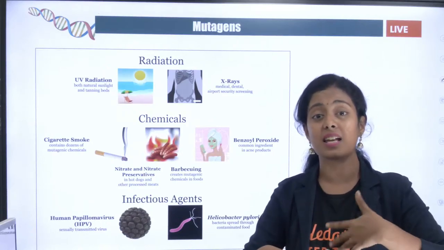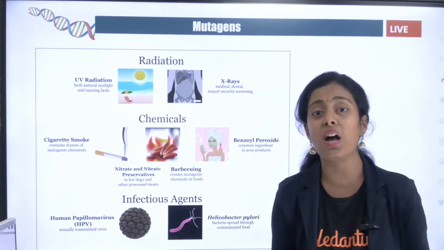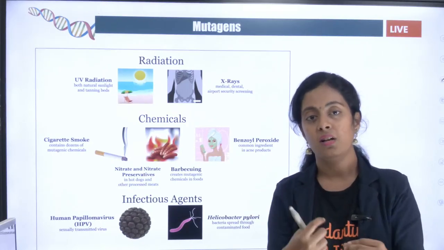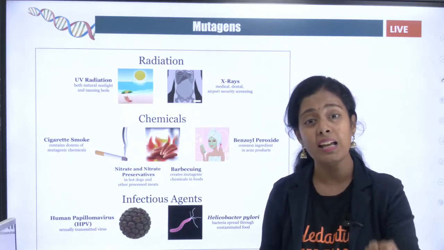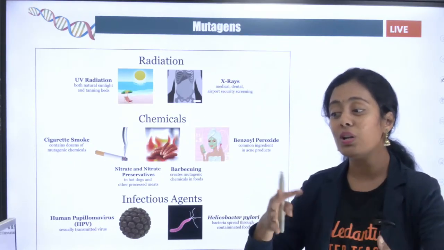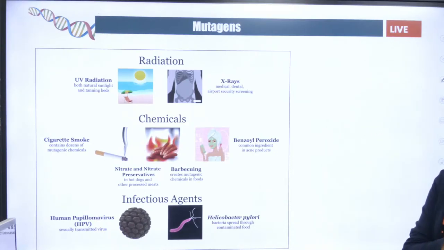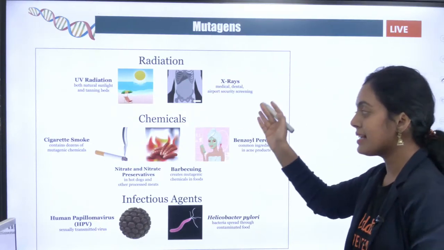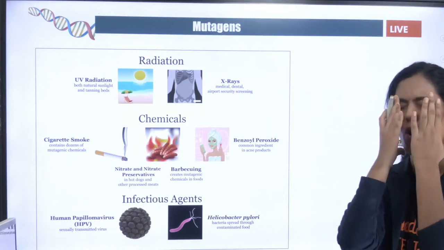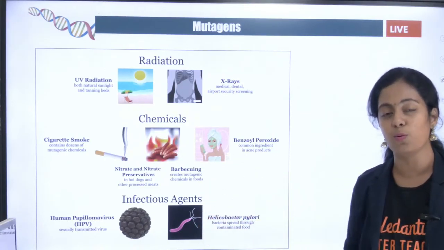Because the oil, when the unsaturation or saturation changes when you reheat it. So that used oil can also be a mutagen. Yes, so you have radiation, I already spoke to you about, okay? UV rays, X-rays and chemicals. So many chemicals we are all exposed to.